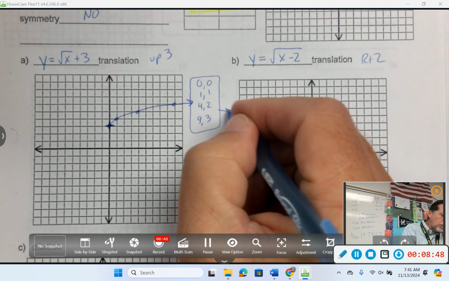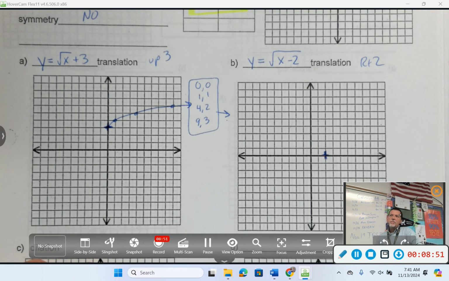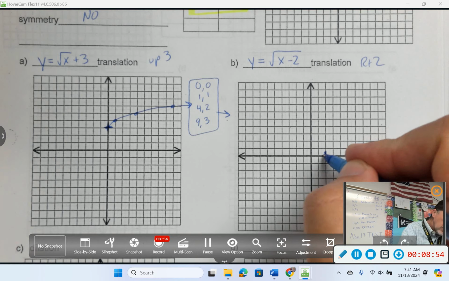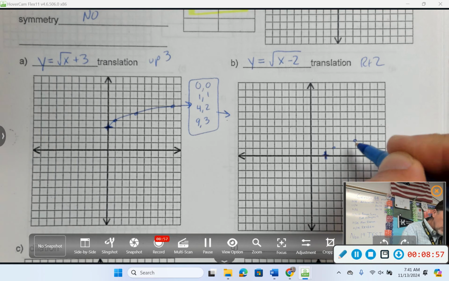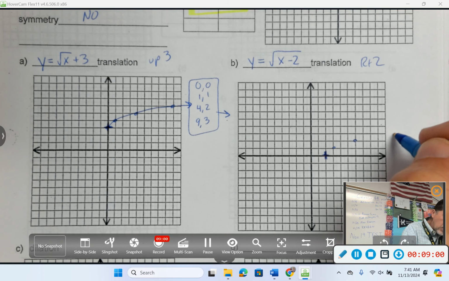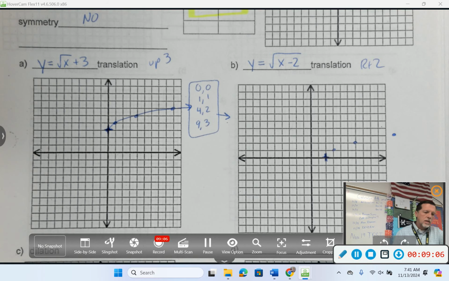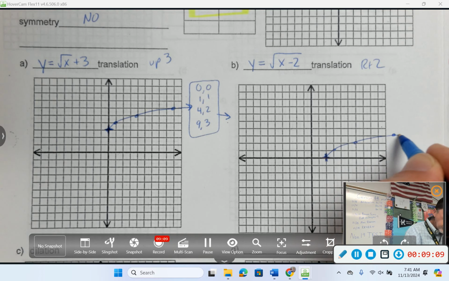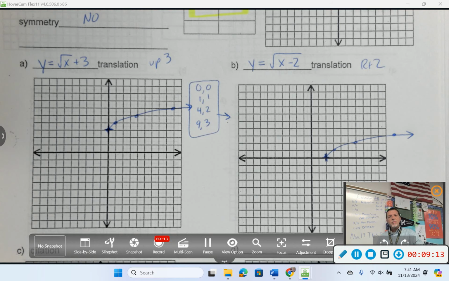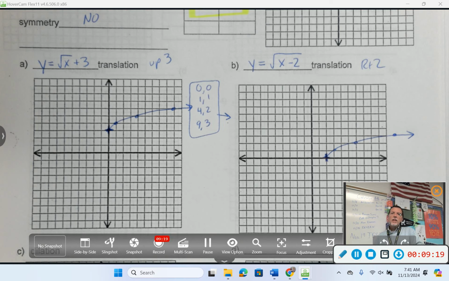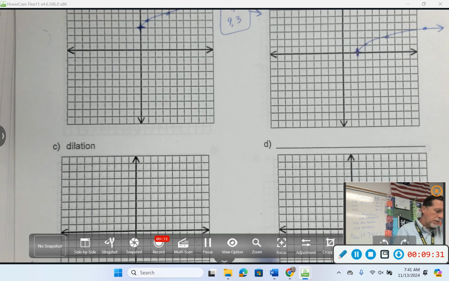And again, I'm not doing a different set of points. I'm still using that same standard square root points. 0, 0, 1, 1, 4, 2. I guess 9 is one unit off the graph, but I can handle that. What do you know? It's still the same picture. It's just been moved to the right 2. What else do we do to graphs? So we've got the left-right shift, the up-down shift. We could stretch them. We are going to flip them, but let's go one thing at a time here.